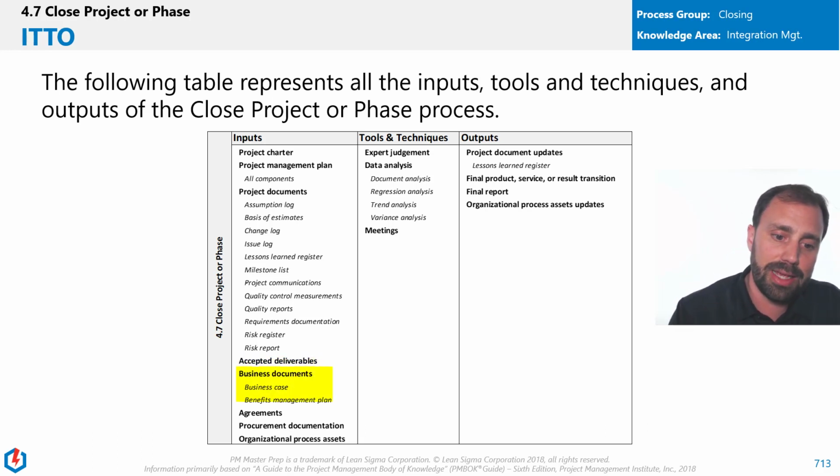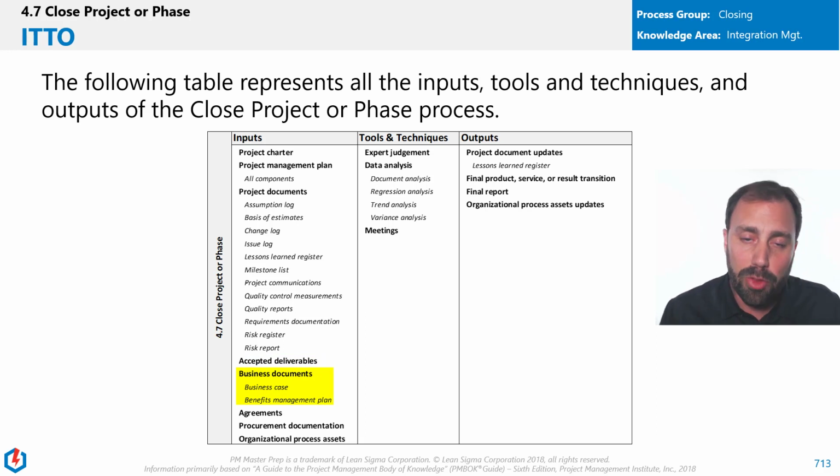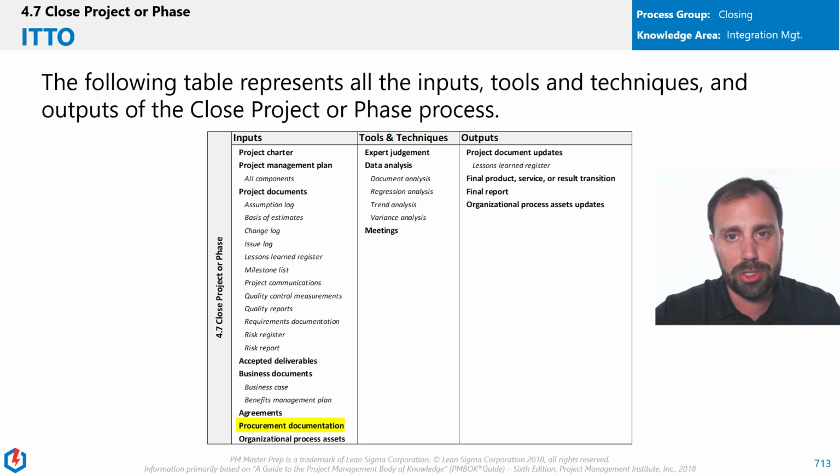Then we have the business case and the business management plan. Those are foundational documents that help drive us, and we can reference back off those. And then obviously if we have any agreements, if we have procurements, other kind of documents there, we want to assess those and make sure that we're doing everything in a very logical and correct manner.